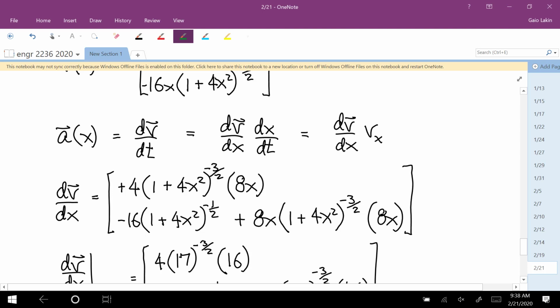Well, the definition of the acceleration is the time derivative of v. But we didn't have it expressed explicitly as a function of time, so we had to use the chain rule. And yeah, so that vx is just dx dt.